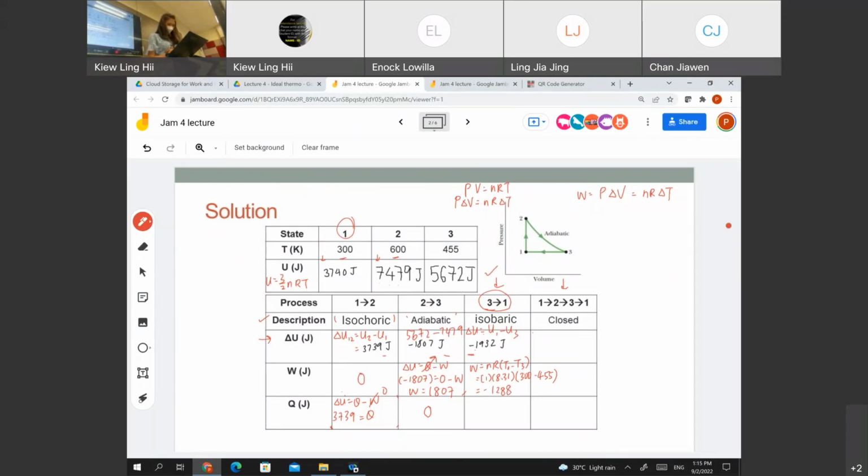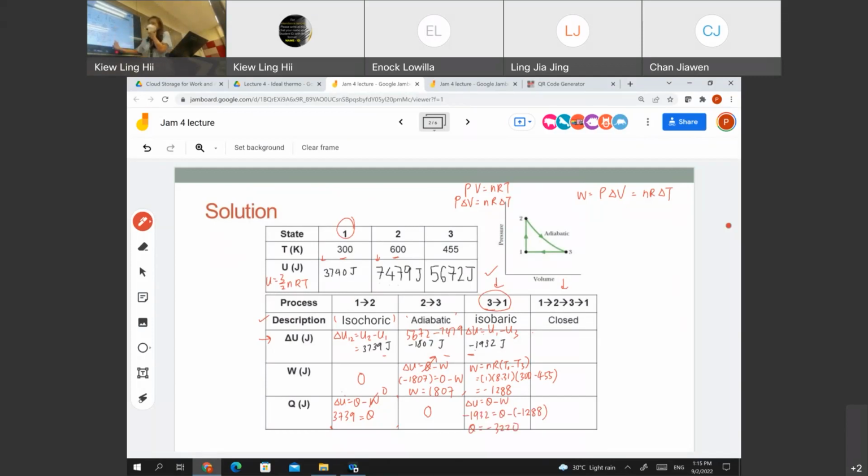Okay. So once we have found our W, can we find Q? Yes, from the first law of thermodynamics, delta U equals Q minus W. So negative 1932 equals Q minus negative 1288. So Q equals negative 3220. Okay, so we have completed the whole table.